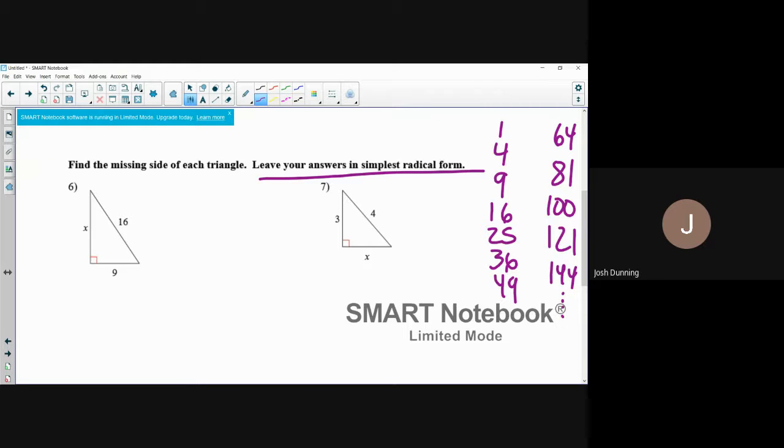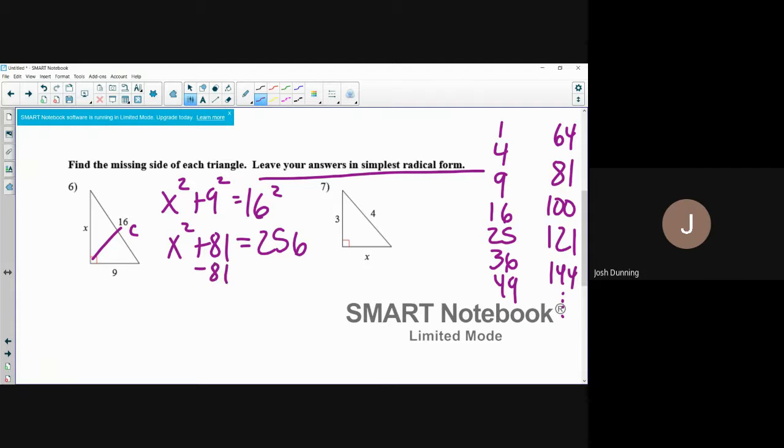Anyway, crossing the box, that's got to be C. X squared plus 9 squared, they're A and B. X squared plus 81 equals 256. You can just type those in. 8 times 8, 16 times 16. Or excuse me, 9 times 9. Or you can use the square button. Now we gotta actually cancel out this 81.